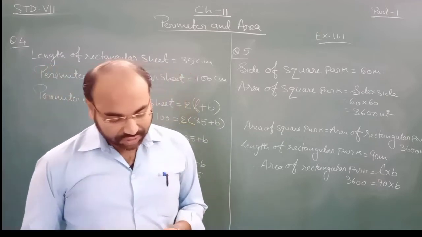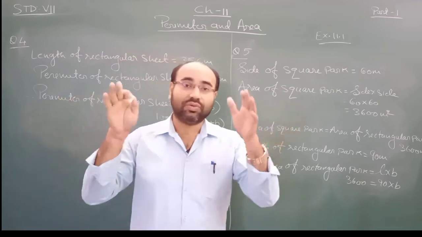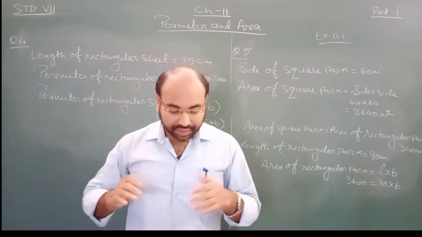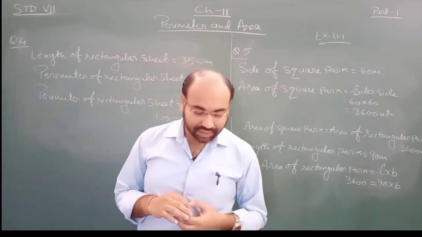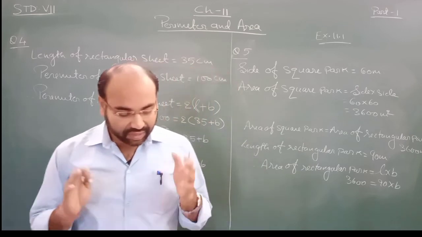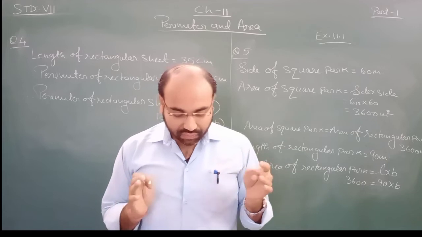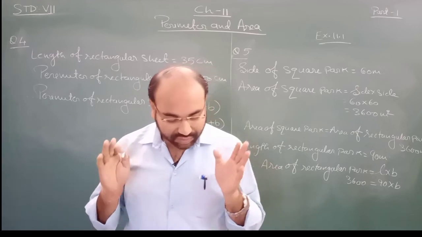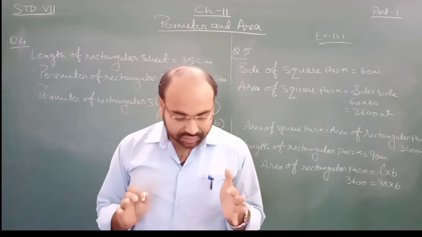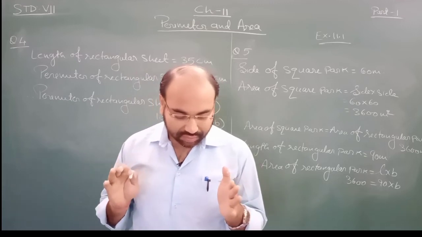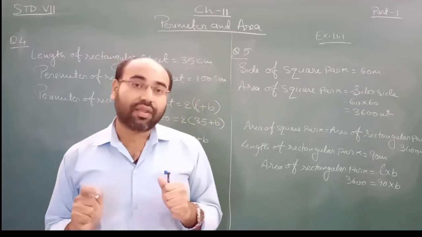A wire is in the shape of a rectangle. एक wire है जो rectangular shape में है. Its length is 40 centimeter and breadth is 22 centimeter. If the same wire is rebent in the shape of a square, what will be the measure of each side? Also find which shape encloses more area.